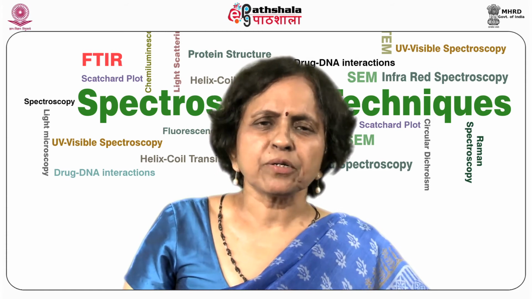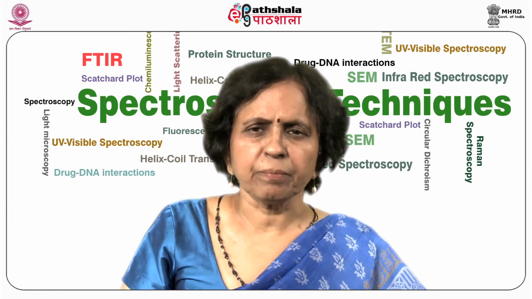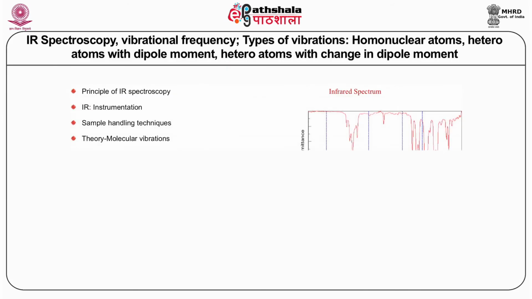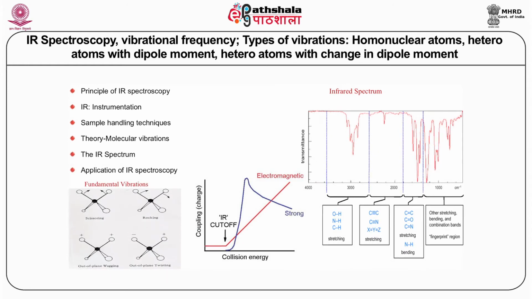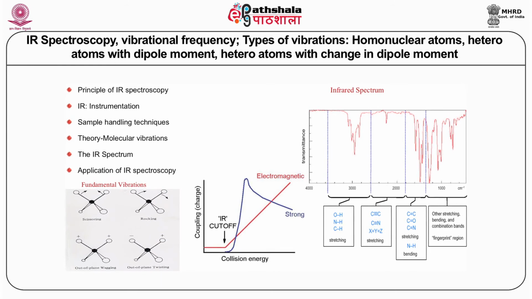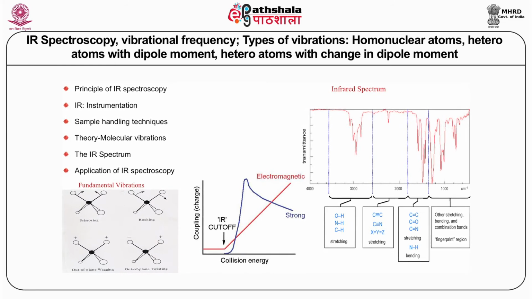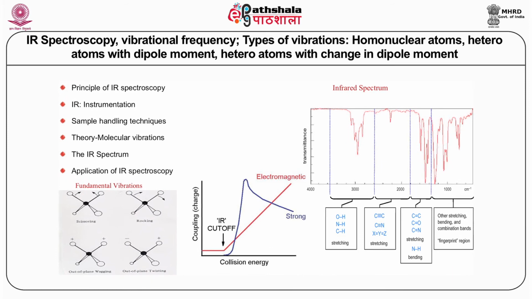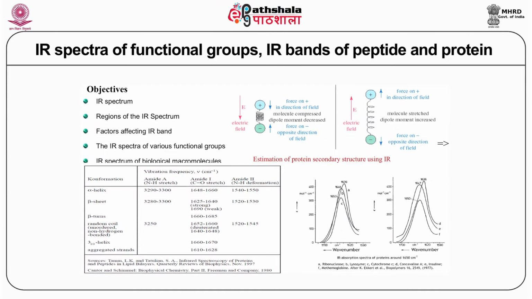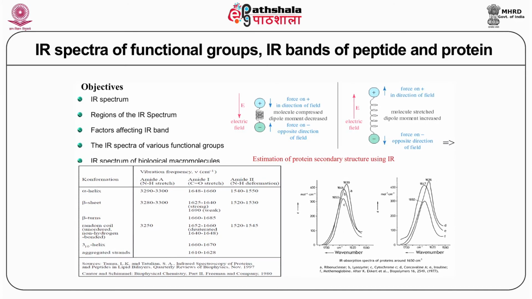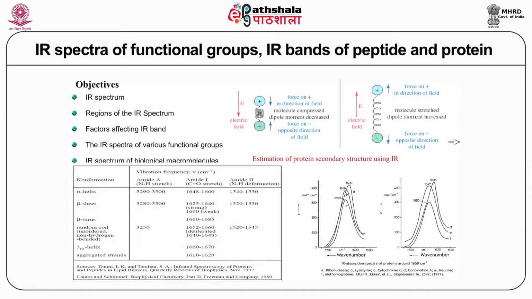Now, IR spectroscopy, or vibrational spectroscopy: what are the types of vibrational spectroscopy, and whether there are homonuclear atoms in the molecule, or the molecule is a heteroatomic structure, how does the vibration differ? We will give this with small examples, and then of course extend the same thing to understand IR spectroscopy of biomolecular structures.